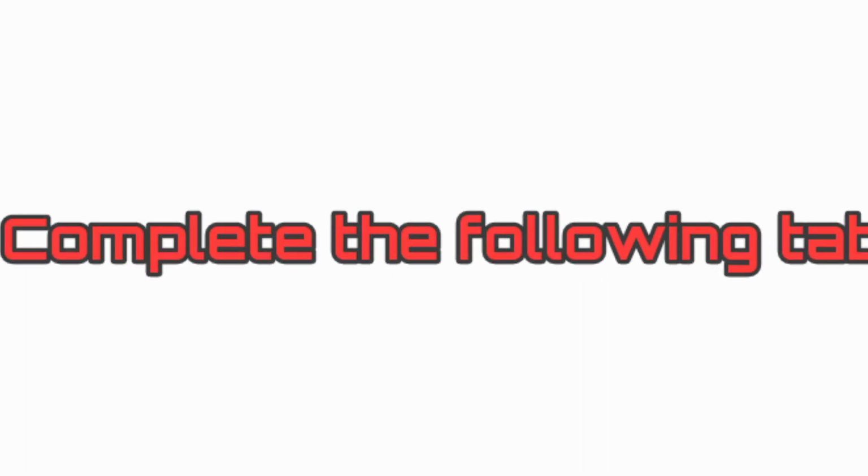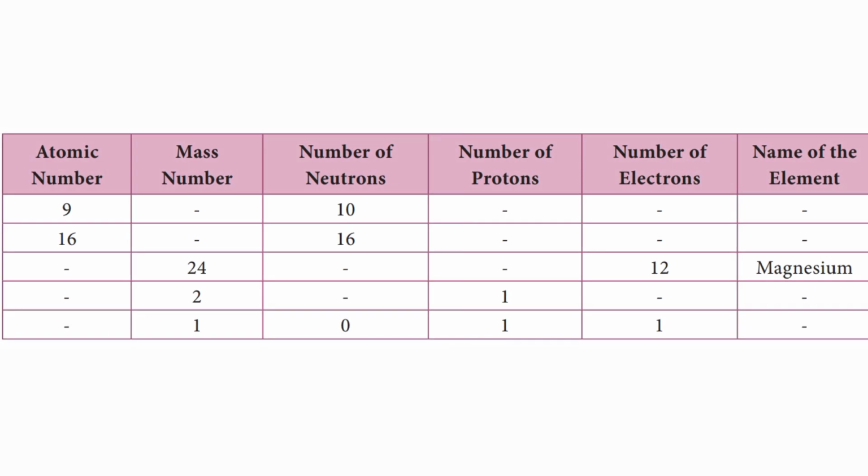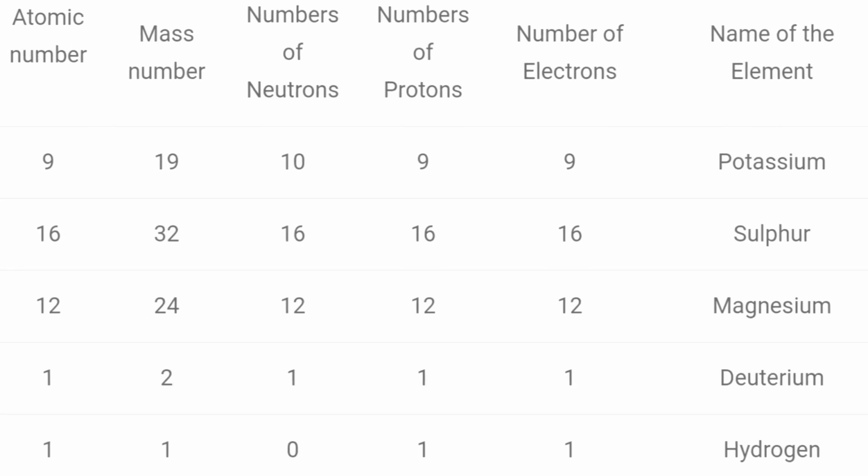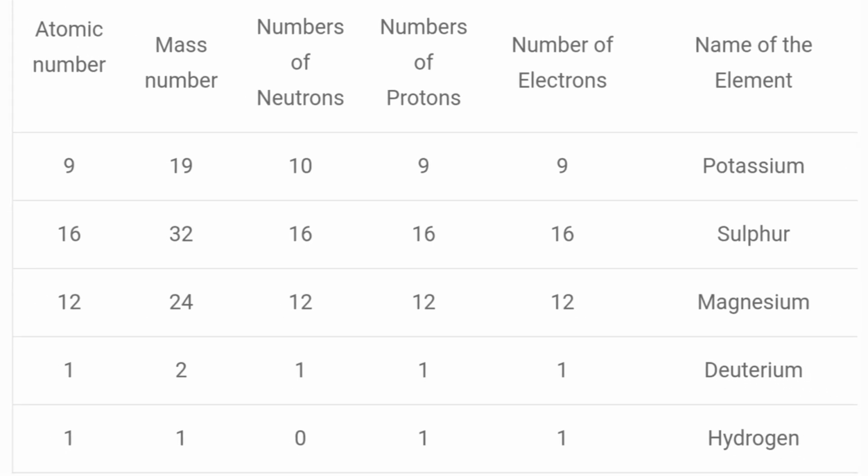Complete the following table. Atomic number, mass number, number of neutrons, number of protons, number of electrons, name of the element we have to fill up. Atomic number 9, mass number 19, number of neutrons 10, number of protons 9, number of electrons 9, name of the element potassium. Then next, atomic number 16, mass number 32, number of neutrons 16, number of protons 16, number of electrons 16, name of the element sulfur.